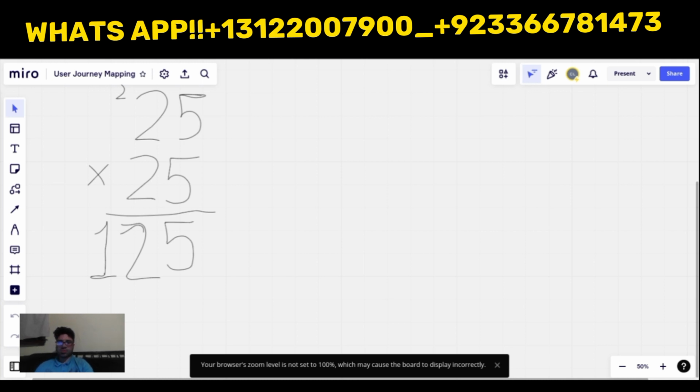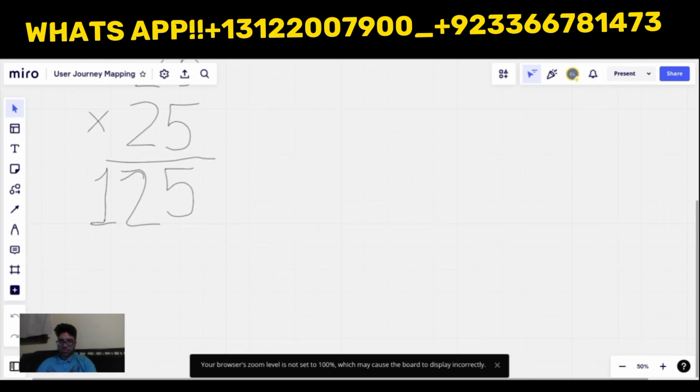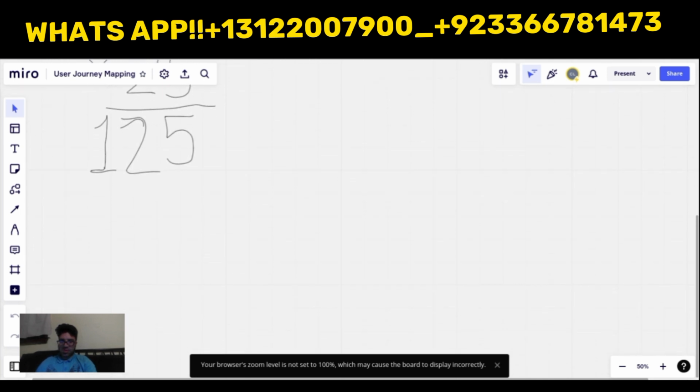So now I need to move on to this 2 that's in the tens place and do the same thing that I did with this 5 in the ones place. I need to multiply this 2 by this 5 that's in the ones place and by this 2 that's in the tens place. But before I do any of that, I need to do this one particular thing that's very important, and that is, let me just scroll down a little bit. I have to add this particular 0 right here.